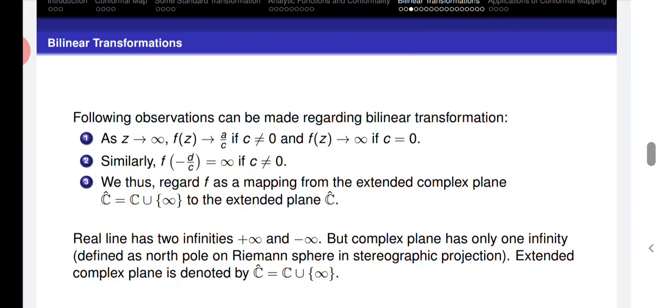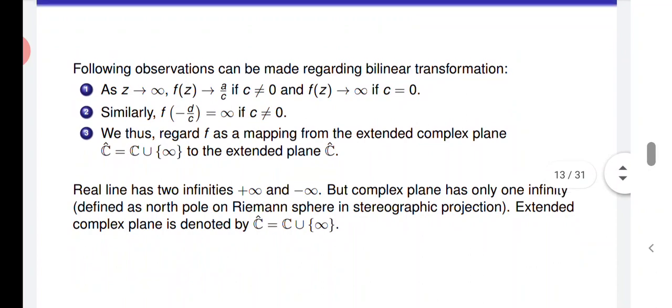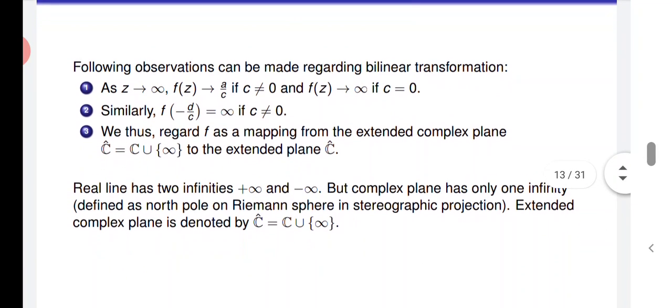The real line has two infinities, plus infinity and minus infinity, but the complex plane has only one infinity, defined as the north pole on the Riemann sphere in stereographic projection. The extended complex plane is denoted by C cap equal to C union infinity. It's a very interesting result. We must notice this one.